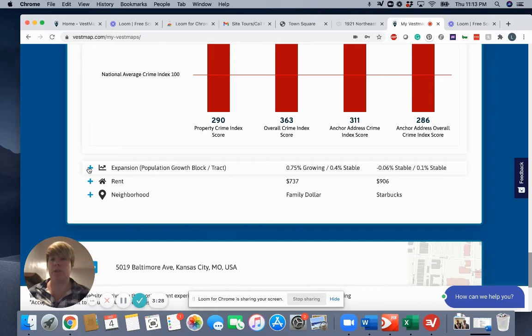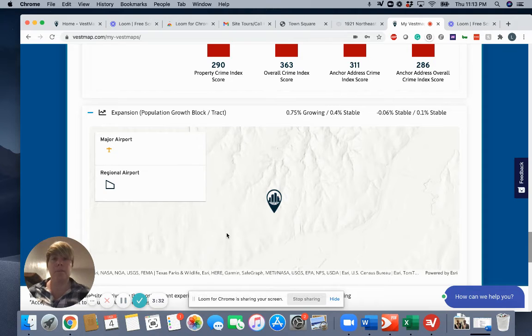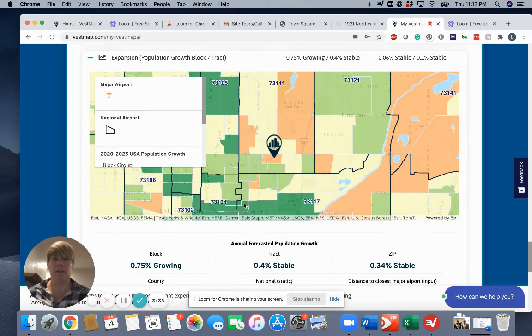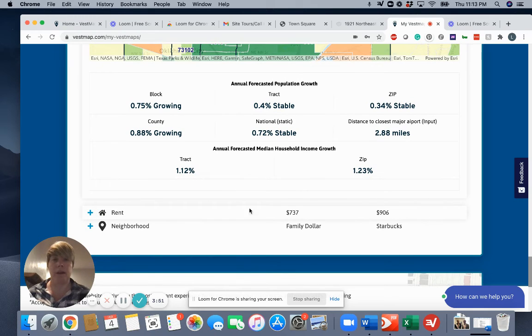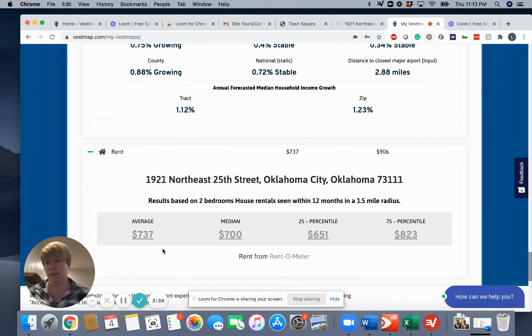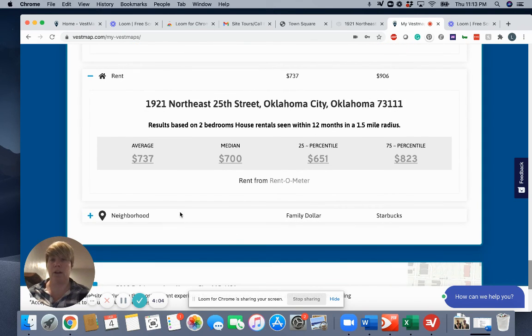Now, the population is growing, and this is kind of what the broker was talking about: hey, it is in the path of progress. Let's take a look here. You can see there's a lot of growth just to the south, so maybe this is your chance to get in early. Still too low of income for me. The rent is $737, that's going to be your average. So your average is 740, median 700, and you've got Family Dollar nearby.